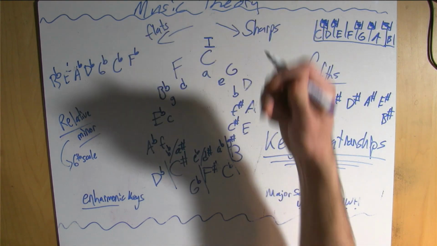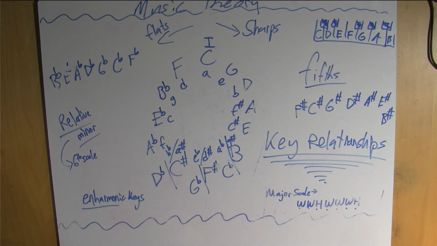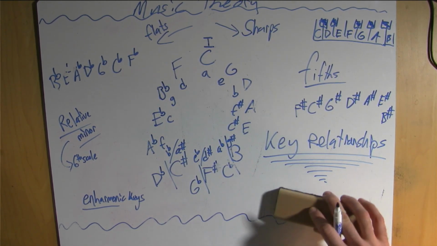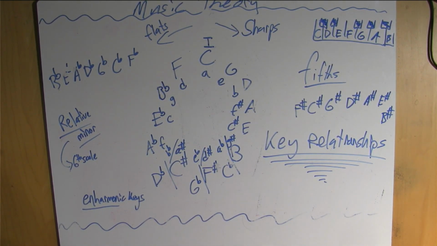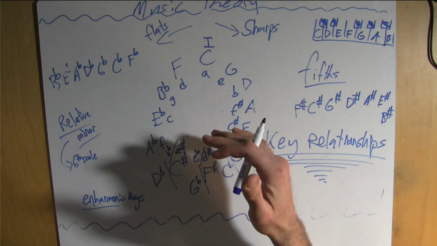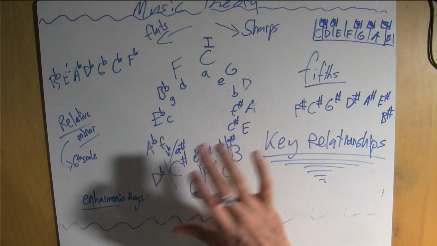Now you're probably thinking, whoa, whoa, whoa. Tonic? What are you talking about? In every single major key, you have what are called diatonic chords. Chords that fit the scale just by nature of the notes.